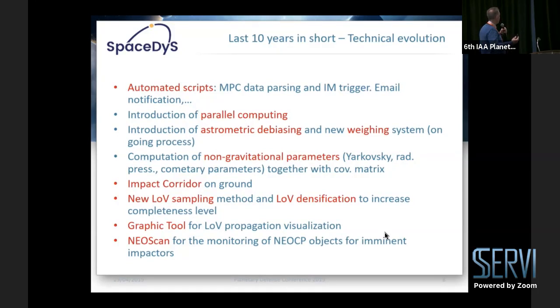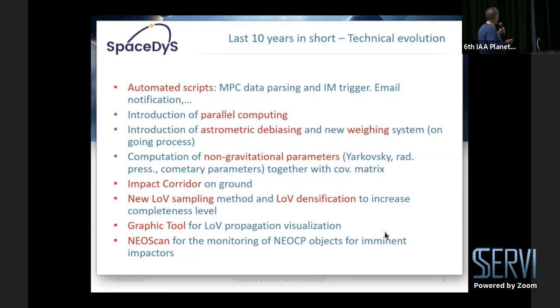We introduced the astrometric debiasing and a new weighing system, an ongoing process to improve the accuracy of the orbit determination and, of course, the impact monitoring. We also introduced the capability to compute the non-gravitational parameters such as Yarkovsky and radiation pressure, together with the orbital parameters, providing overall covariance matrices that consider all the parameters involved.